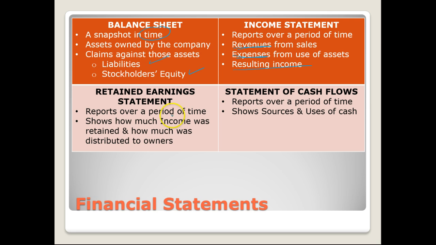The retained earnings statement is also over a period of time, and it shows how much income was retained. Remember this income up here from our income statement? That idea of the profit that was left over, how much of that was retained and how much was distributed to the owners. Now, how do we distribute money from the company to the owners? That's right, it's dividends.